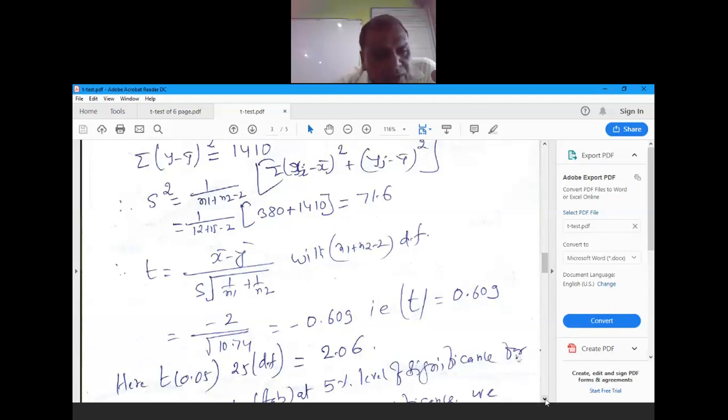Remember it. Now we take the modulus value of t. So now it becomes positive. So t is equal to 6.09, and you are given the value of t for 25 degrees of freedom at 5% level of significance is 2.06. So here your calculated value, 6.09, is greater than your tabulated value for 25 degrees of freedom at 5% level of significance. So your result is significant, and in this situation you reject H naught.